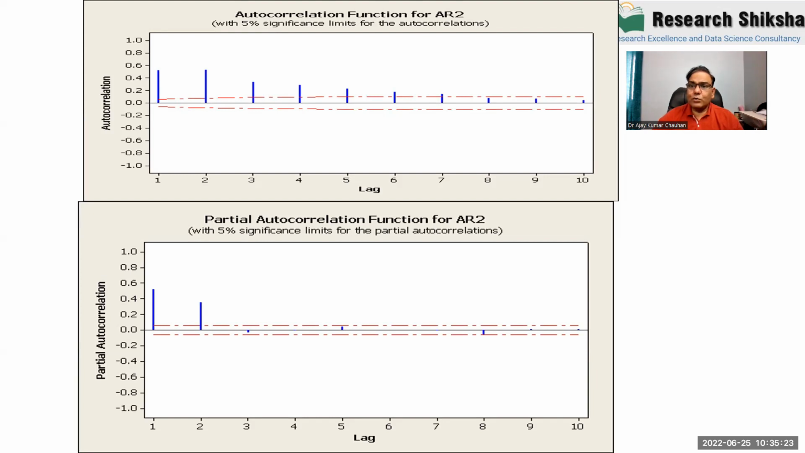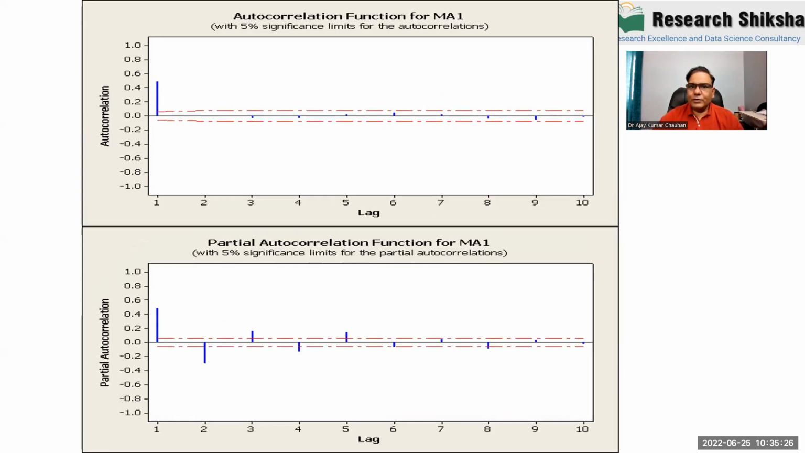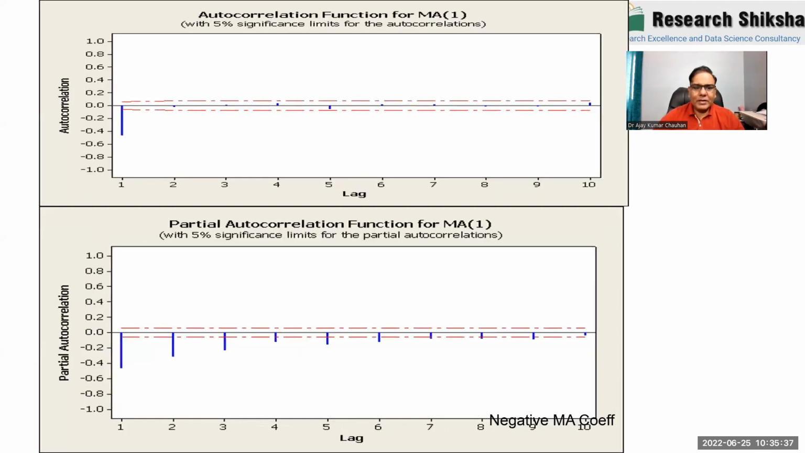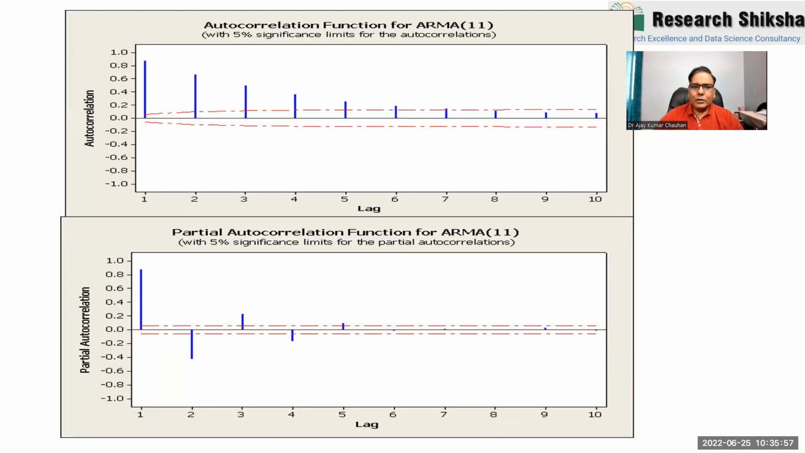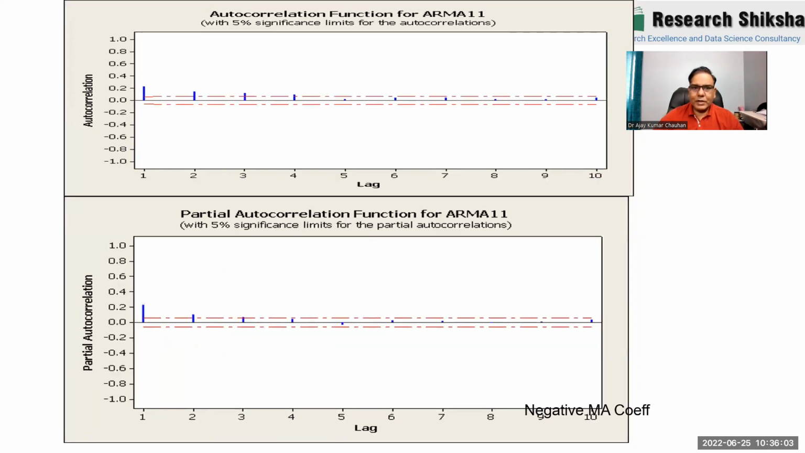Now, if you see this series, it is a pure MA1 series. There is only one spike in autocorrelation, and the partial autocorrelation is declining. This series is again an MA1 series. Partial correlation has many significant spikes, but there is only one significant in autocorrelation. This series is an MA2 series, with only two significant spikes in autocorrelation. In this case, both are declining, so it is an ARMA series. So there are different possibilities we have to see.